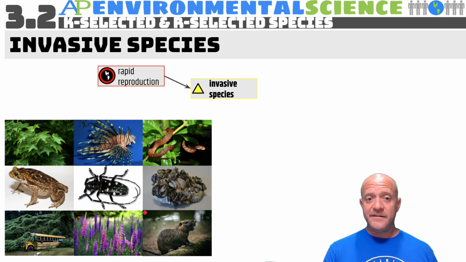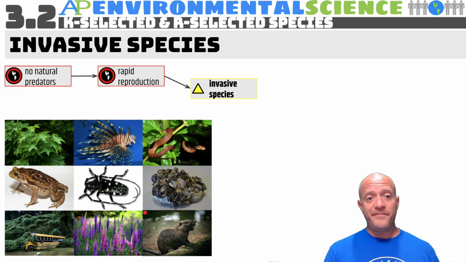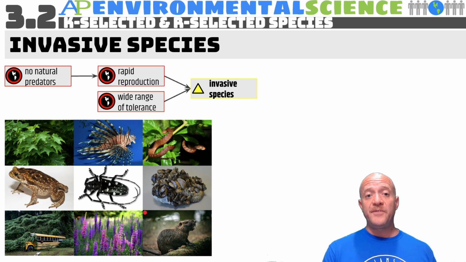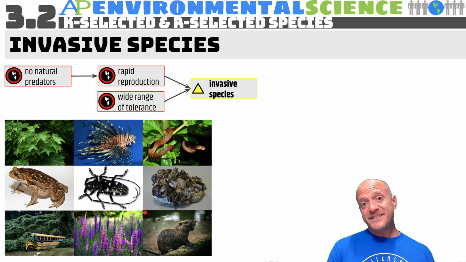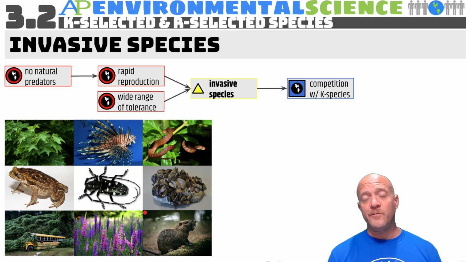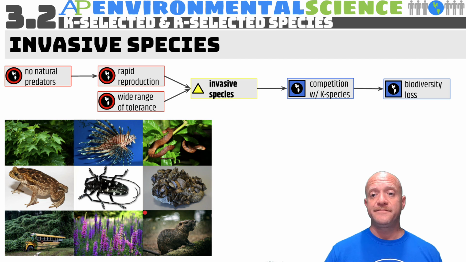Invasive species have rapid reproduction because they have no natural predators. They also have a very wide range of tolerance, which means they're typically going to be generalists, and a lot of generalists are also R-selected species. Because of this, there's going to be competition with K-selected species, and that can lead to biodiversity loss.